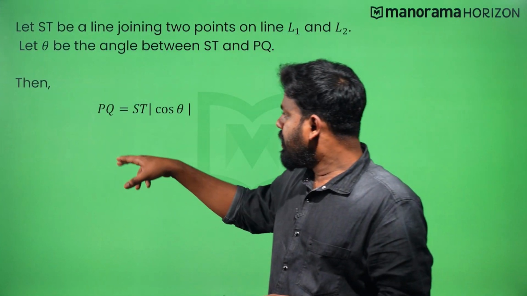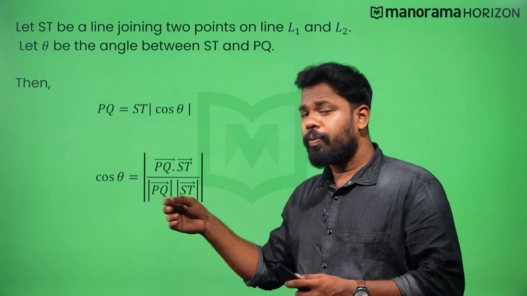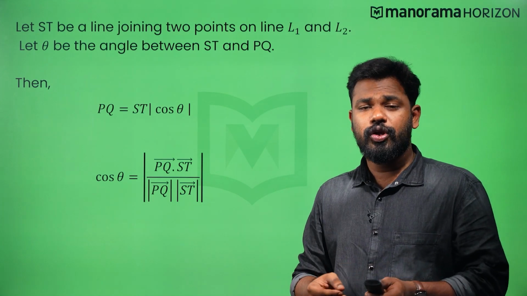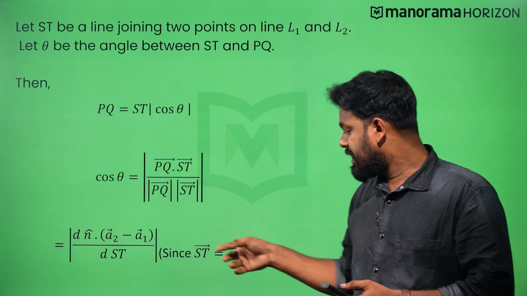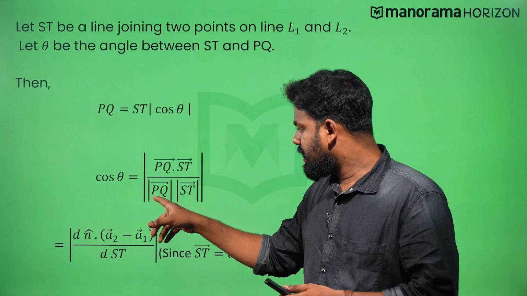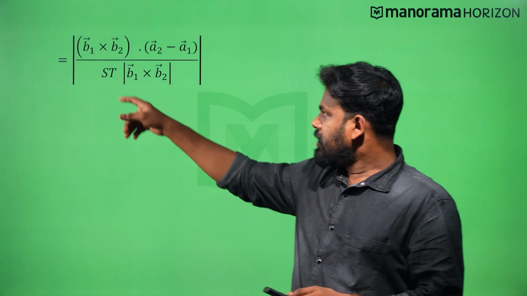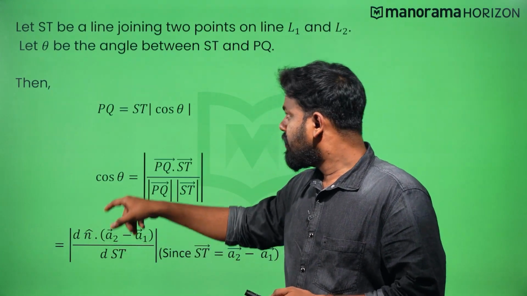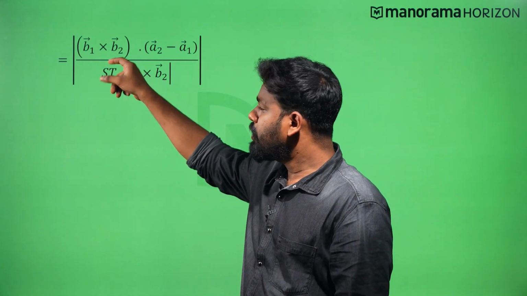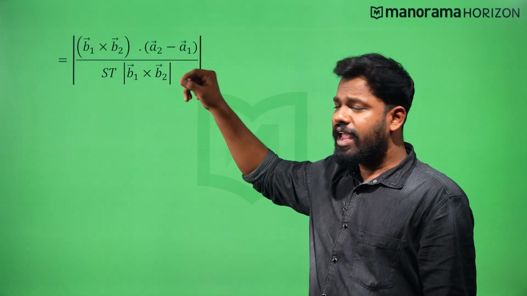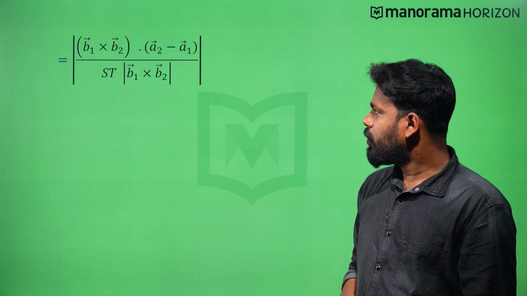Using that, I get PQ is equal to ST cos theta. So here we have cos theta equal to PQ dot ST, the whole divided by the modulus of PQ into the modulus of ST. And we can write PQ as d n dot, what is ST? It is a2 minus a1. And in the same denominator, we write it as d and ST. Now, instead of this d n, we can also put it as b1 cross b2. So we put it as b1 cross b2, the whole dot a2 minus a1, the whole divided by ST into b1 cross b2. So that is how we write it here.